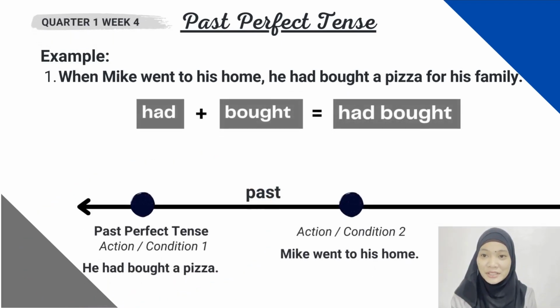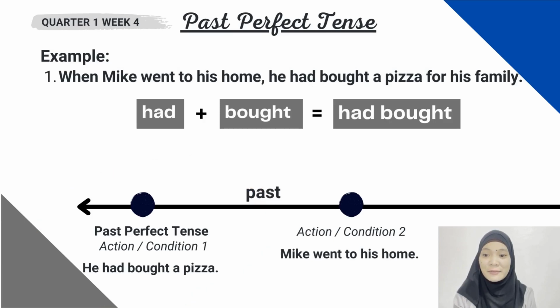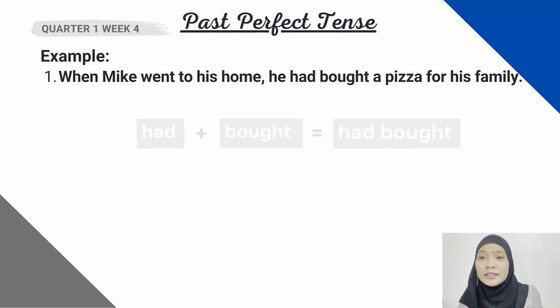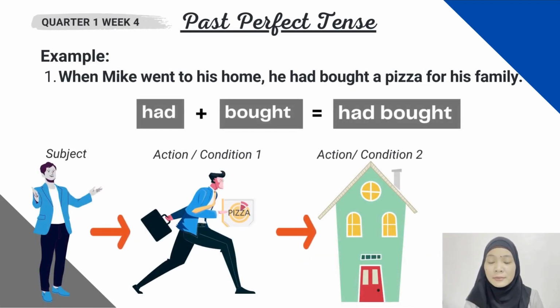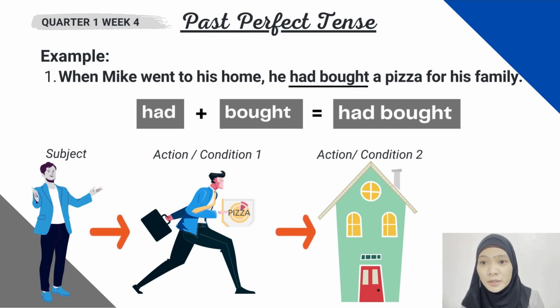Upon further examination of this sentence, we can tell that the first condition that happened is the past perfect tense had bought a pizza for his family, and then the completed action is when Mike went to his home. In a typical scenario, we can say that Mike, the subject of the sentence, is a working man. On a regular basis of going home, this time, he thought of buying a pizza first before going home.